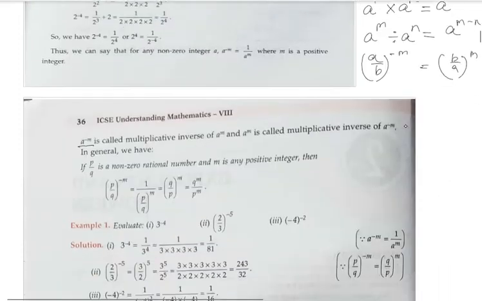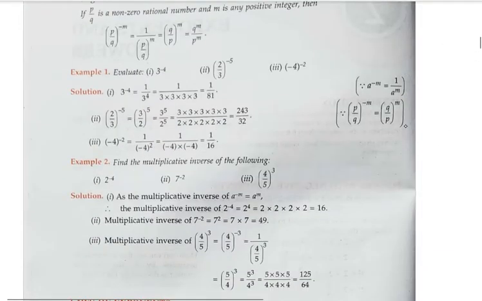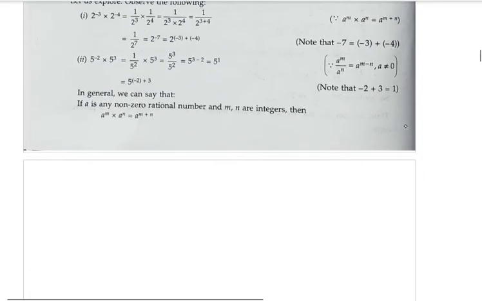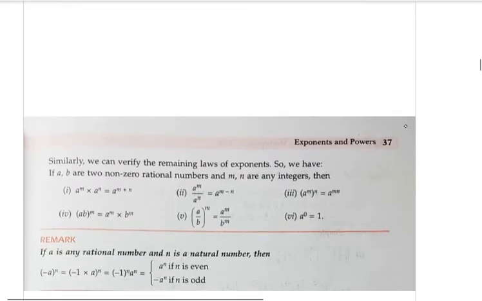And as I told you earlier, the base gets reciprocal if the sign of the exponent has to be changed. Suppose this is minus m, so this becomes b by a to the power of m. Let us discuss some questions from this chapter, and with time, if I get through more formulas, I will discuss them. So this is one of them: a to the power of m into a to the power of n is a to the power of m plus n. Then it's a division, so the powers are subtracted. This is also a very important formula.